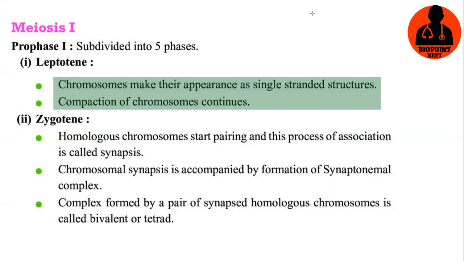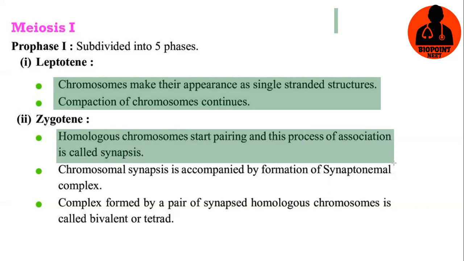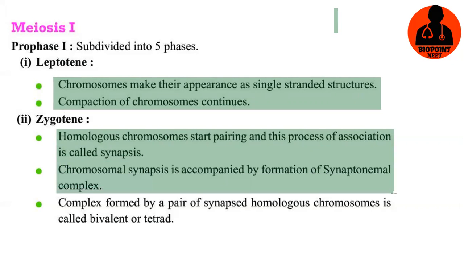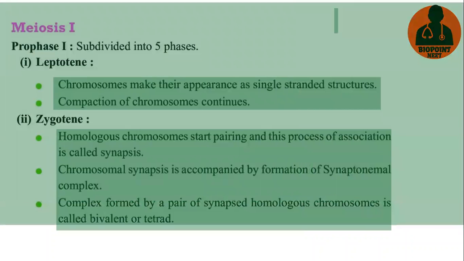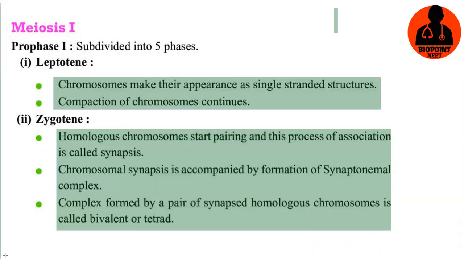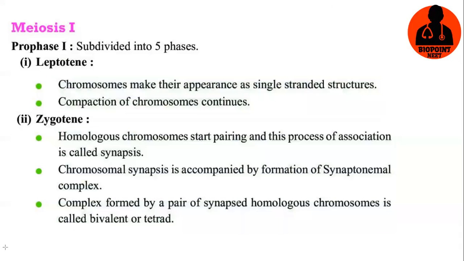Chromosomes make their appearance as single-stranded chromosomes, and compaction of the chromosomes continues. In zygotene, homologous chromosomes start pairing by a process of association known as synapsis. Chromosomal synapsis is accompanied by the formation of the synaptonemal complex. The complex formed by a pair of synapsed homologous chromosomes is called a bivalent or tetrad. So this is all about leptotene and zygotene. Is that clear, guys?